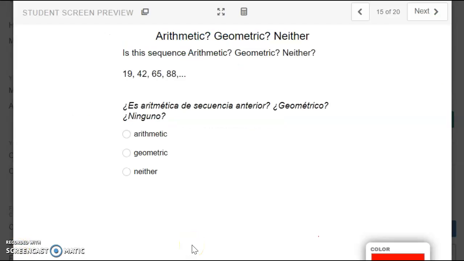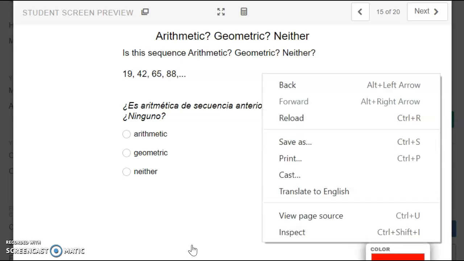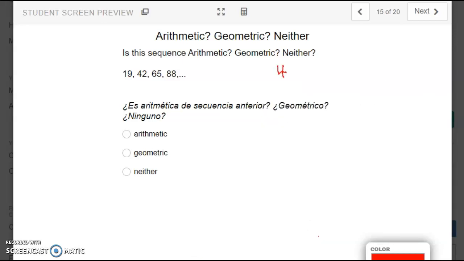So here we are trying to decide, is the sequence arithmetic, geometric, or neither? Well, looking at 42 and 19, the number is getting bigger. Is the number getting bigger by a constant amount? Then what we can do is 42, that's the second term, minus the previous term, which is 19. And that's going to be 13. No, it's 23.